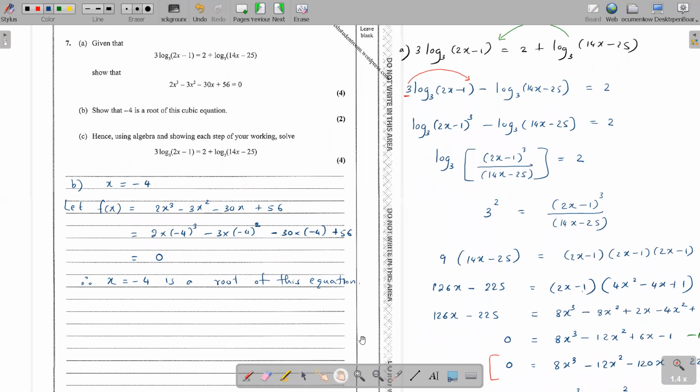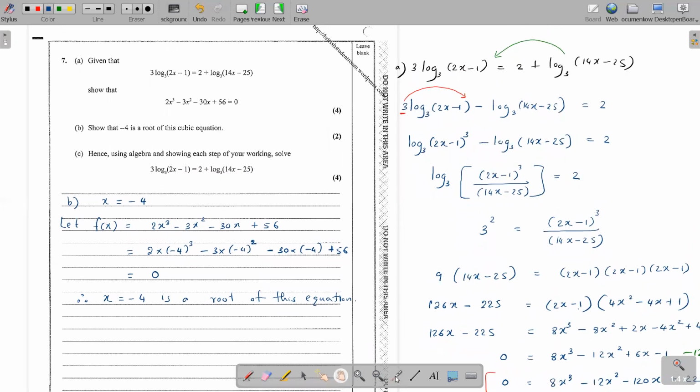So then part C: hence, using algebra and showing each step of your working, solve 3 log base 3 (2x minus 1) equals log base 3 (14x minus 25) plus 2. 4 marks once again. So now you can see, hence we will be using the help of part A and part B, using algebra and showing each step of your working. We need to solve this. As you can see very clearly, this is exactly what you have in part A, right?